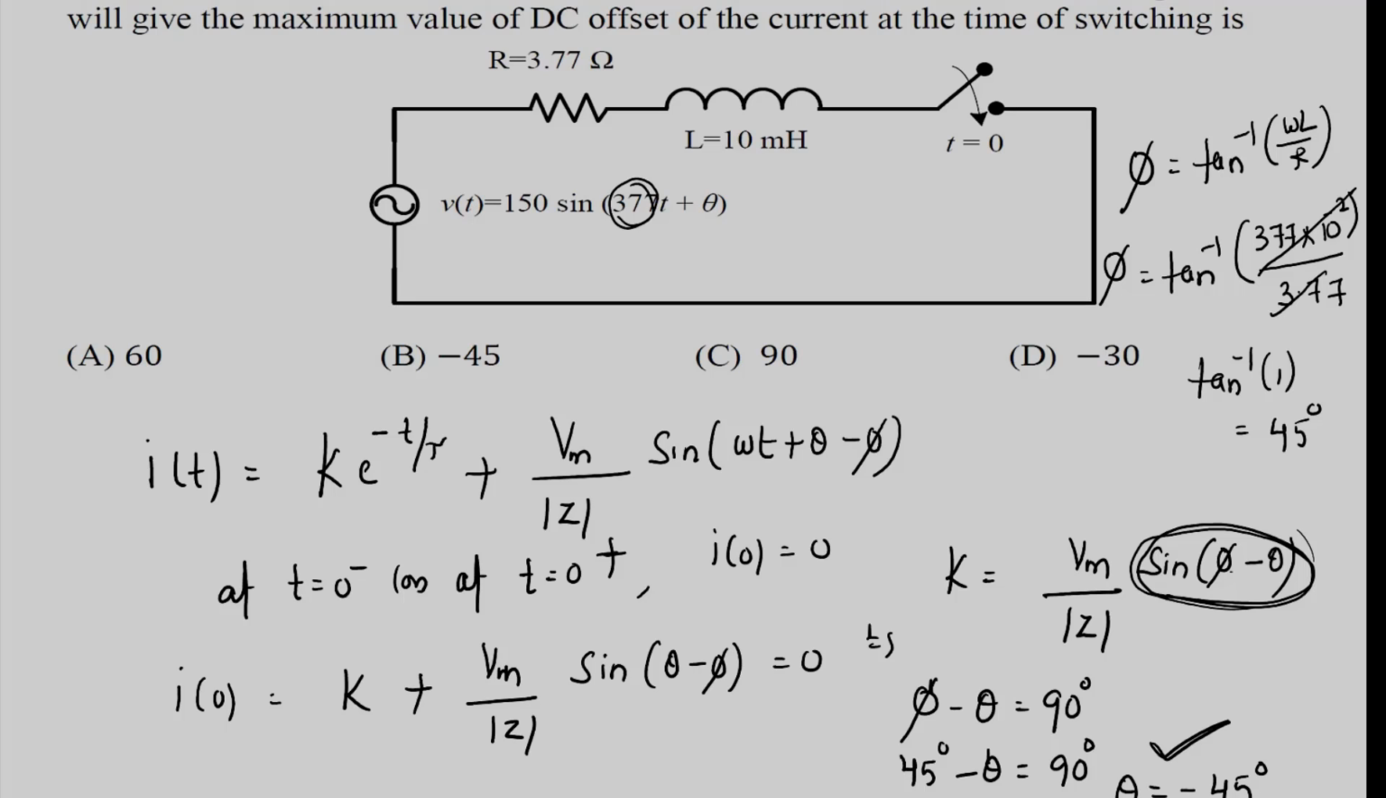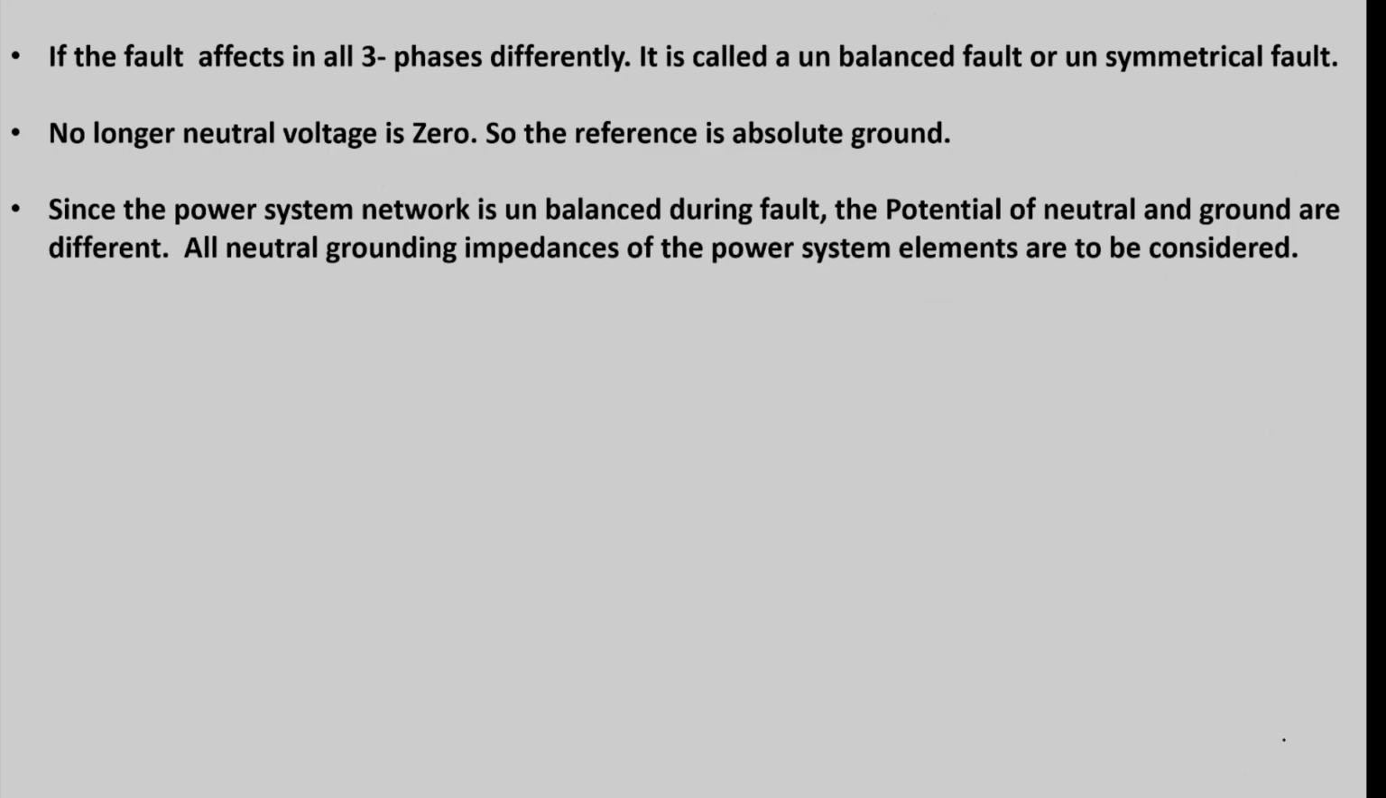So at the time of switching, he is asking what is the value of theta for which the DC offset current is maximum. DC offset current is maximum when your k value is maximum. That is the next we will enter into asymmetrical fault analysis. The next topic is asymmetrical fault analysis.